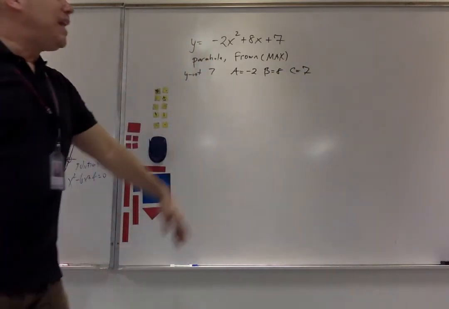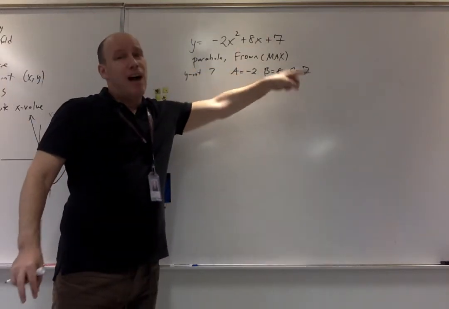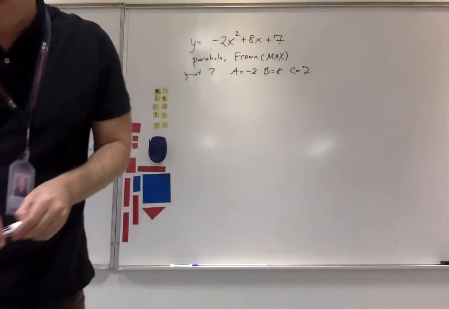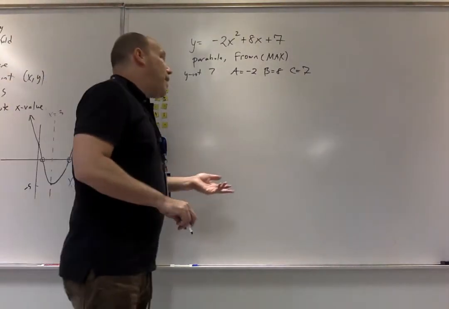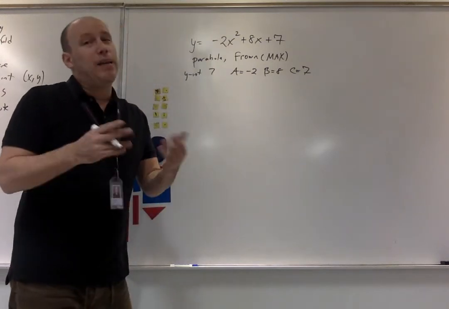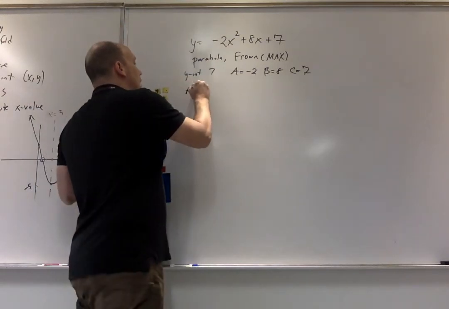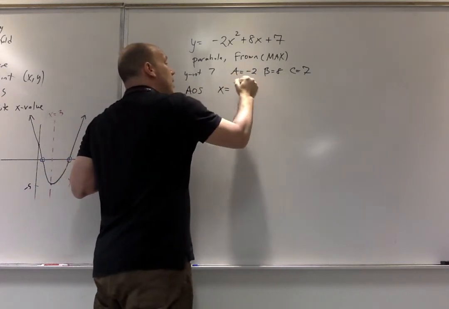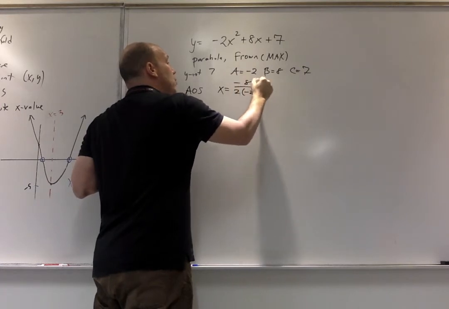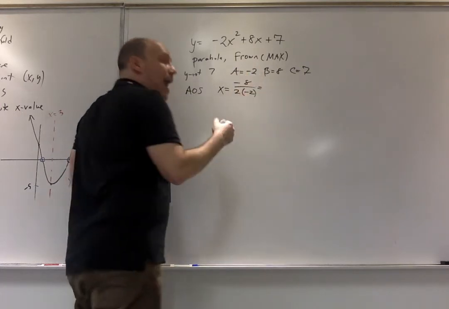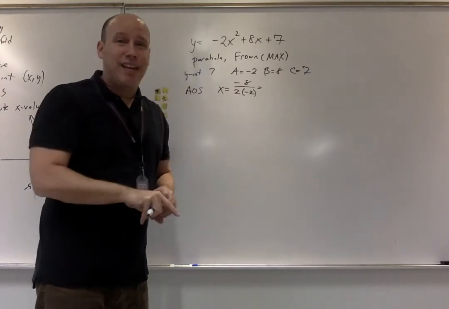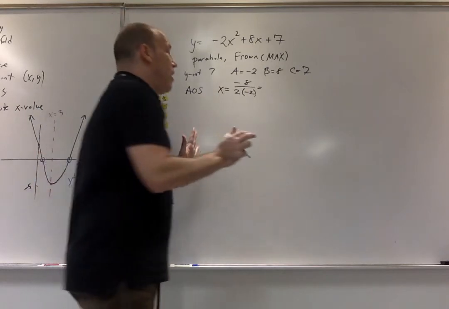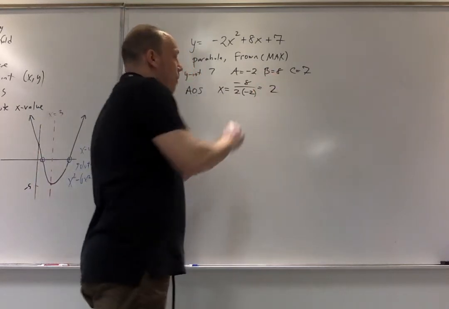We're going to need this 7 for something else a little bit further on, but I am going to still write it down. Well, I need my axis of symmetry. It's an equation, x equals negative b over 2 times negative 2, which is negative 8 divided by negative 4. If there's a negative on the top and the bottom, they cancel out. Final answer, 2. 8 divided by 4 is 2.